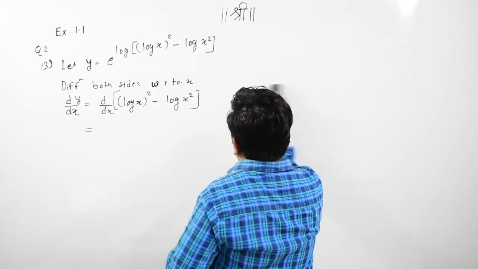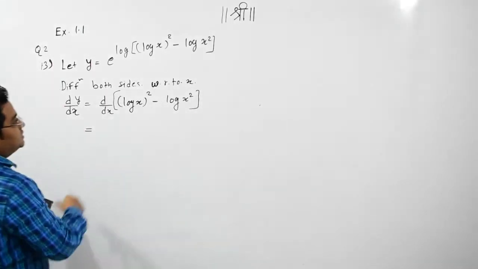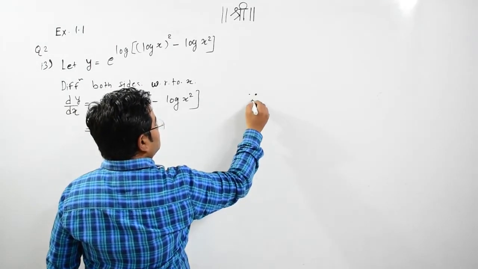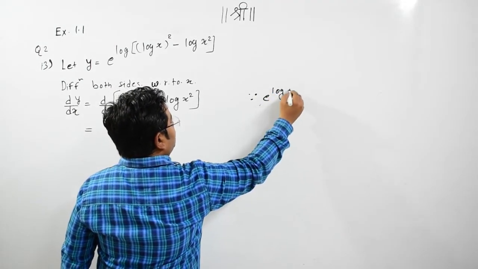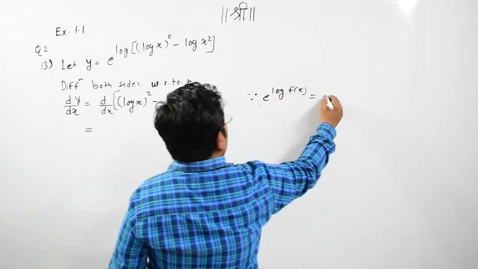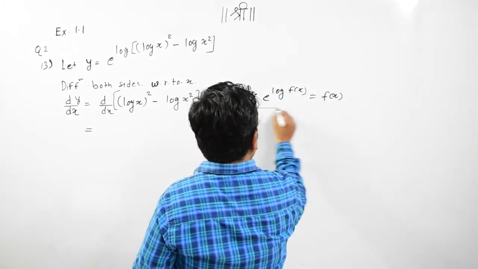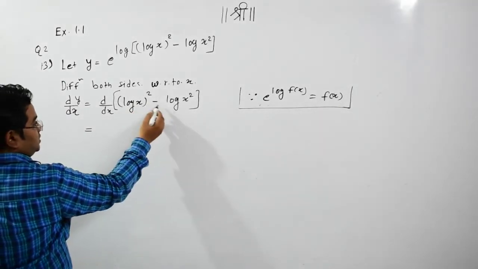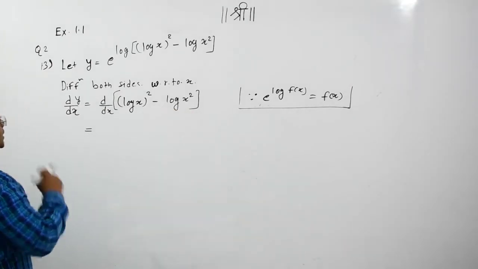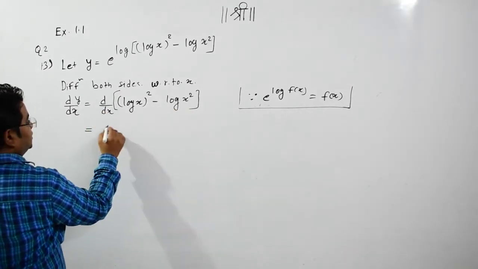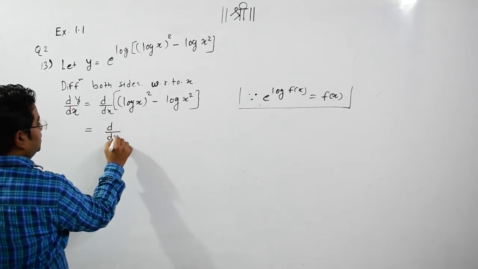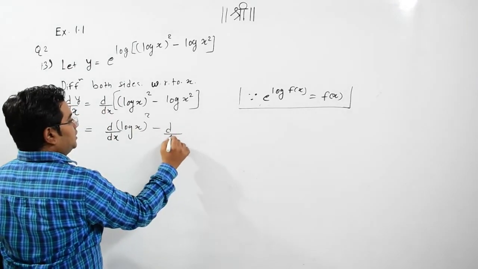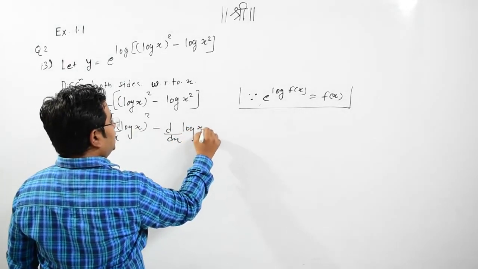Hope you got it. Now again we need to differentiate in this case using the formula. What was that formula? Since e raised to log of f of x is equal to f of x, I am using this formula. So what is that f of x? Log x square minus log of x square. Now let's differentiate it. The derivative will be d upon dx of log of x bracket square minus d upon dx of log of x square.